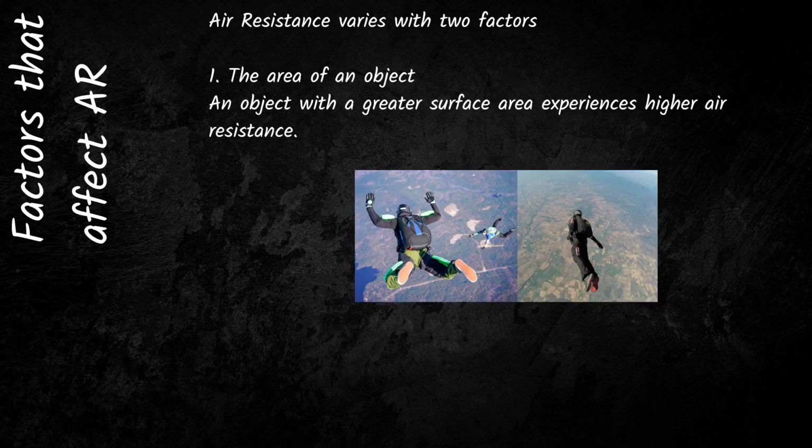Very often we see parachutists in two specific positions. One where they have their hands and legs spread out, the other where they have their hands and their feet tucked in. When their hands are spread out, they have a higher surface area, hence a greater air resistance, and they have a slower terminal velocity due to a larger air resistance. What's terminal velocity? We'll talk about that in a while. But remember, in higher air resistance situations, your terminal velocity will be smaller.